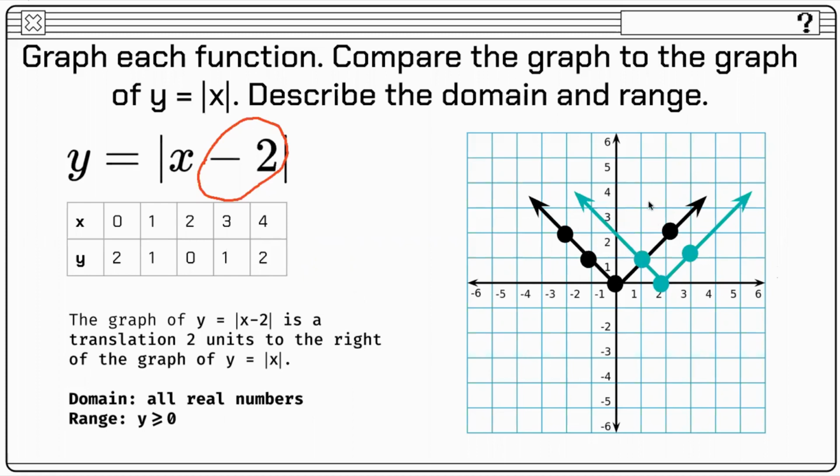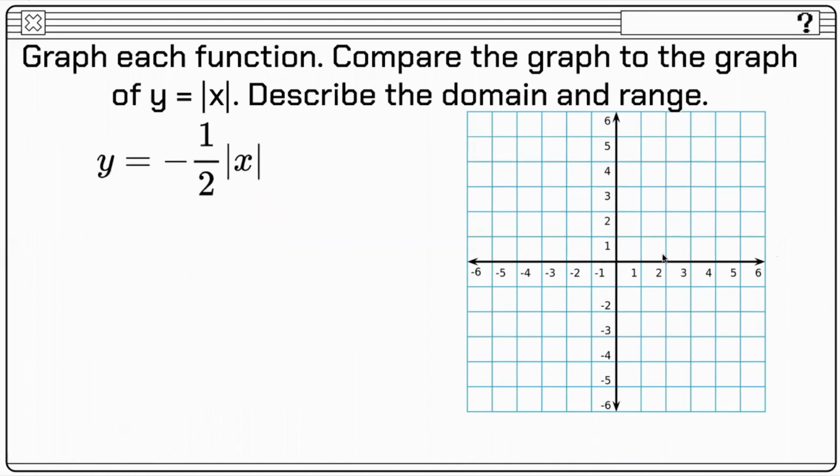As for your domain, remember for absolute value functions, it's always going to be all real numbers. And for your range, go ahead and look at your vertex and see where your y values are from there. In this case, we're only going up from y equals 0, so that means that our range is going to be y is greater than or equal to 0, and again, it's greater than or equal to since we're including 0 for our y-axis, and then anything that is greater than 0. And that's it for that problem. We can go ahead and move on to this example.